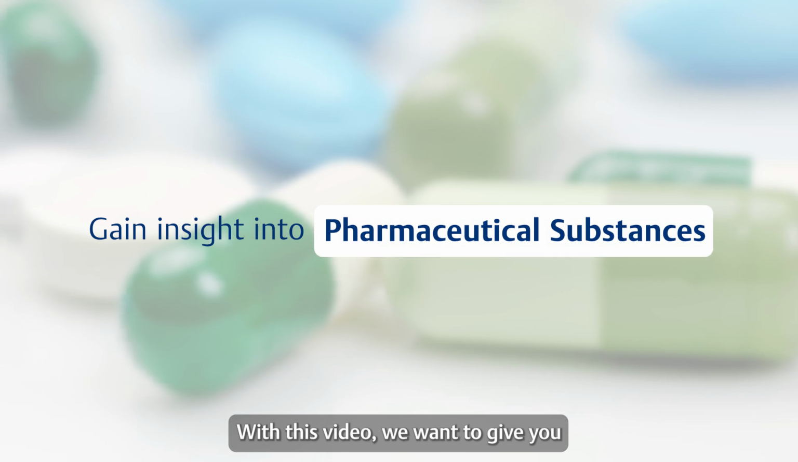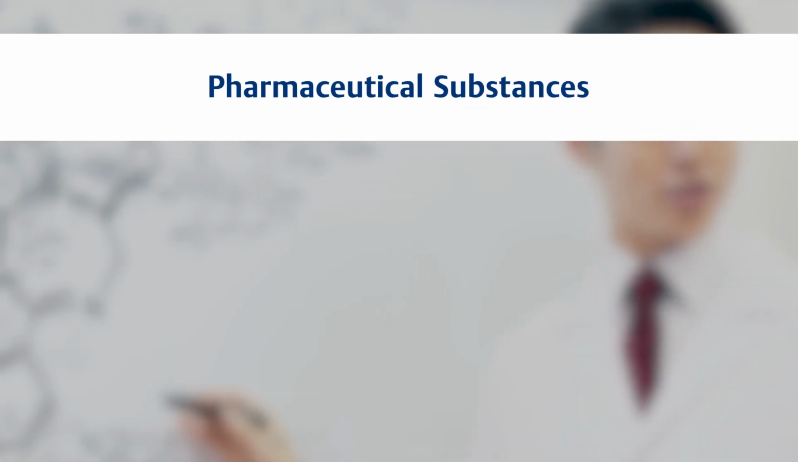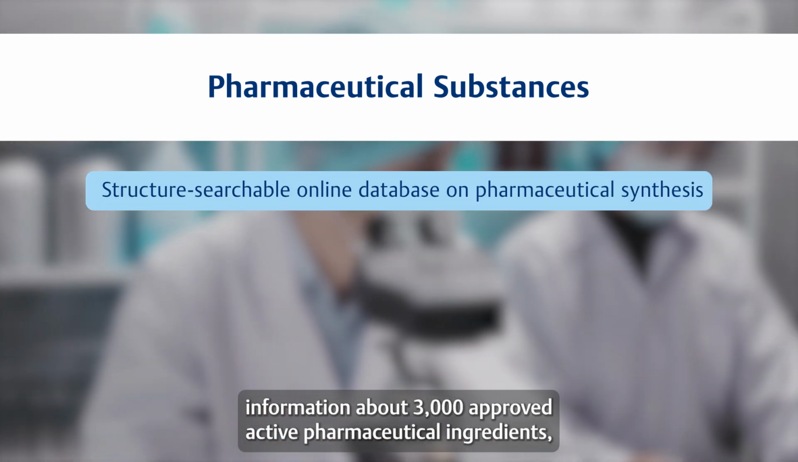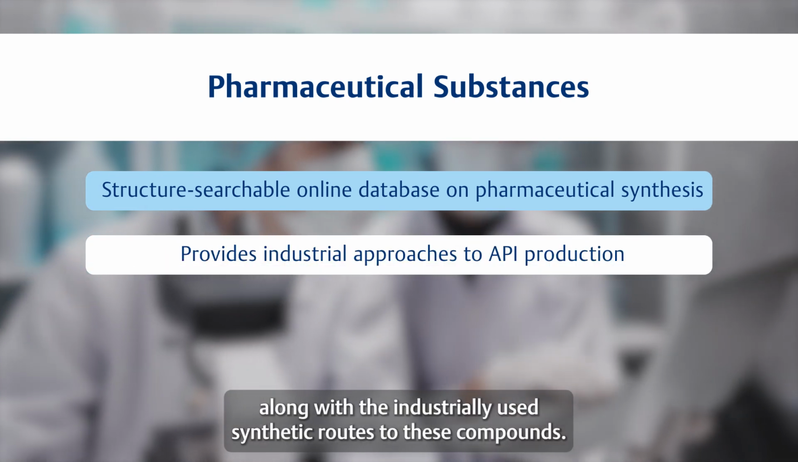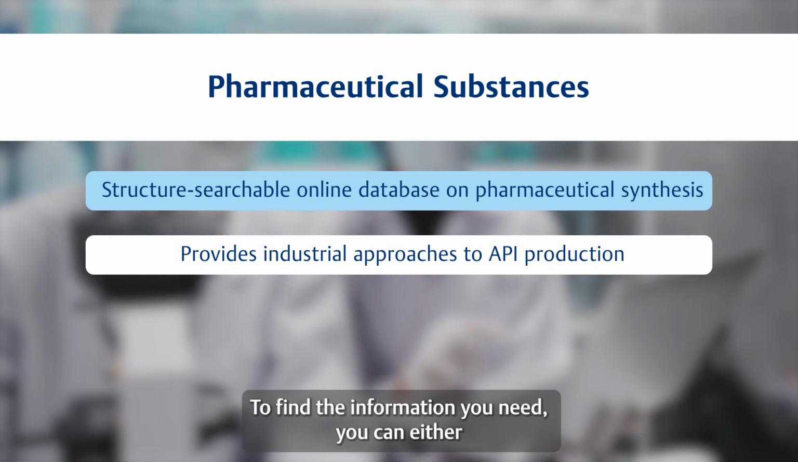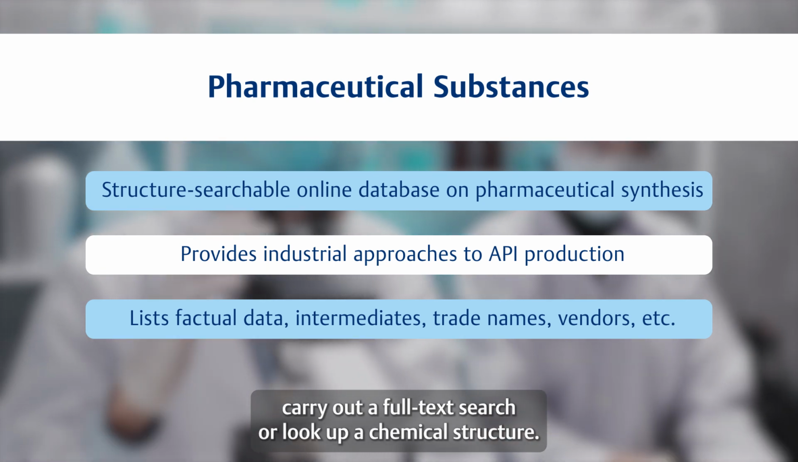In this video, we want to give you a quick overview of the new look Pharmaceutical Substances from Thieme. Pharmaceutical Substances is an online tool that presents the key information about almost 3,000 approved active pharmaceutical ingredients, along with the industrially used synthetic routes to these compounds. To find the information you need in Pharmaceutical Substances, you can either carry out a full text search or look up a chemical structure.